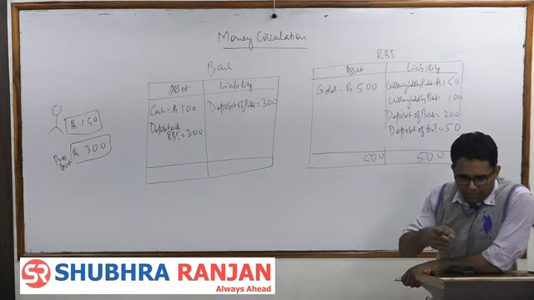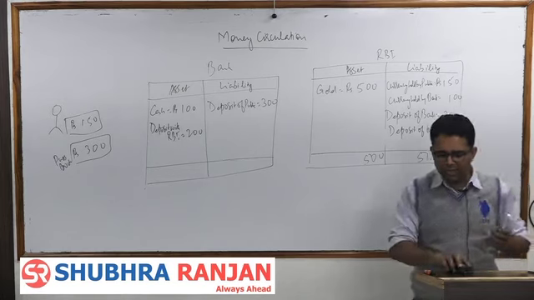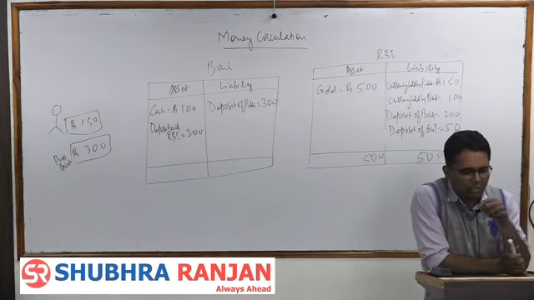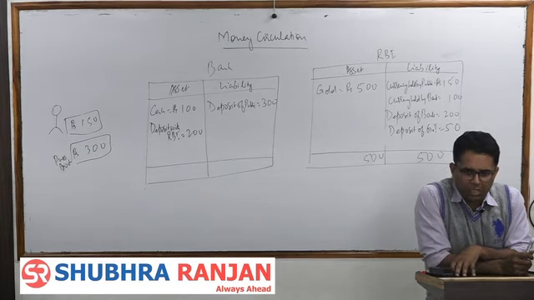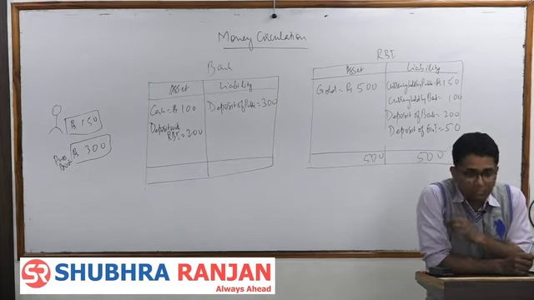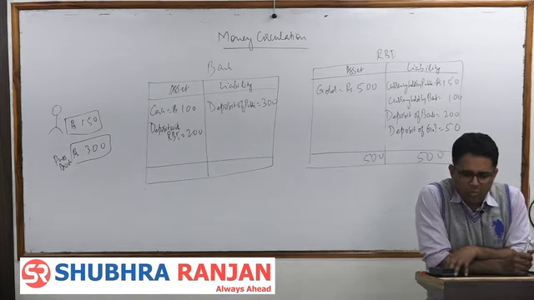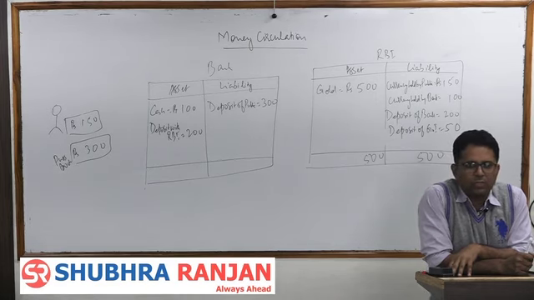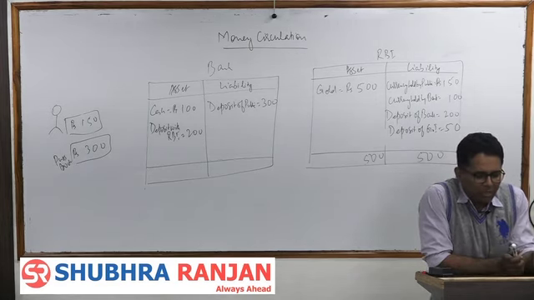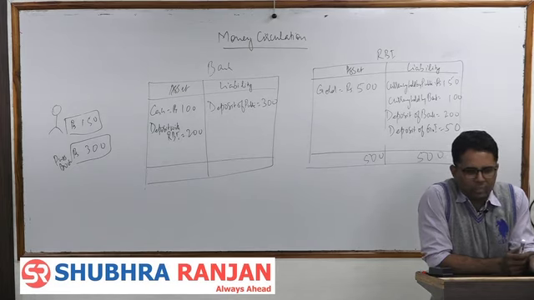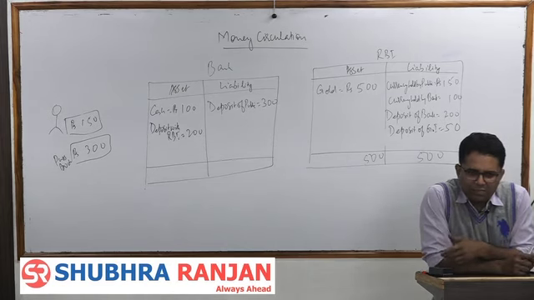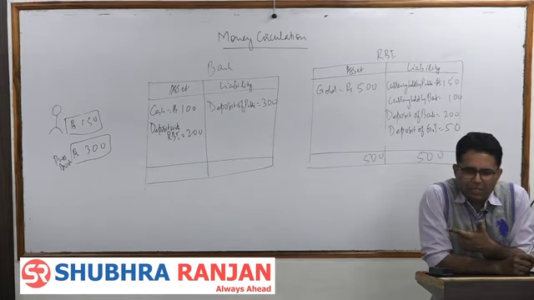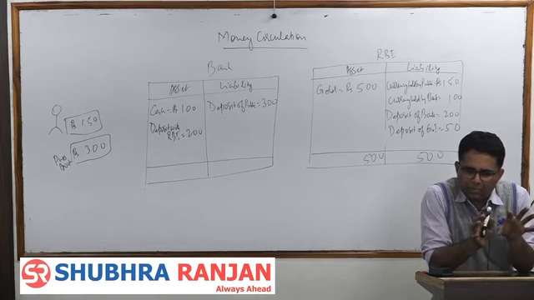Keep this in mind. You write a statement: the total liability of RBI is called high powered money or monetary base. Okay? So monetary base is something different and money supply is something different. Monetary base is RBI's liability, money supply is money with the public, and both can be different.